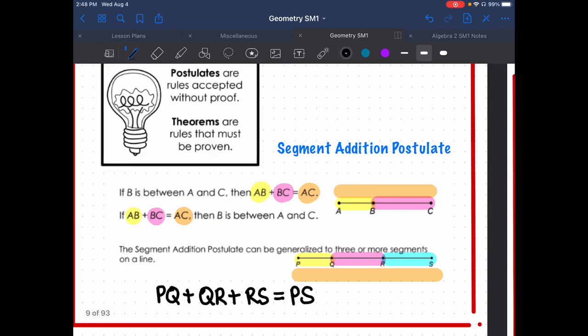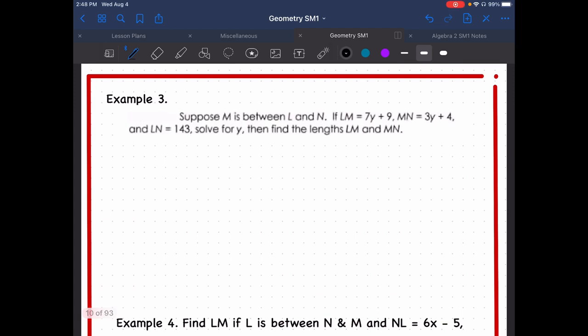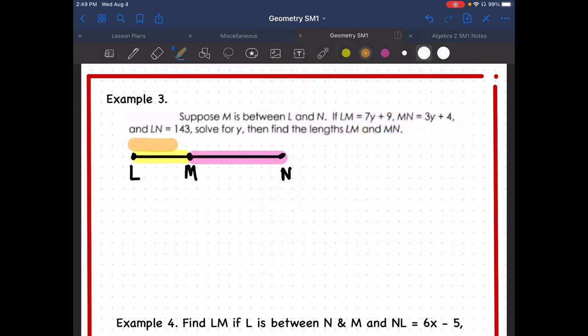Let's go ahead and practice. So suppose M is between L and N. Let's go ahead and draw that. There we go. M is between L and N. Before we move on, I can already go back and say this part plus this part is going to equal, let me bring back my orange, the whole thing, right? That's what that postulate, that rule on the last slide said.